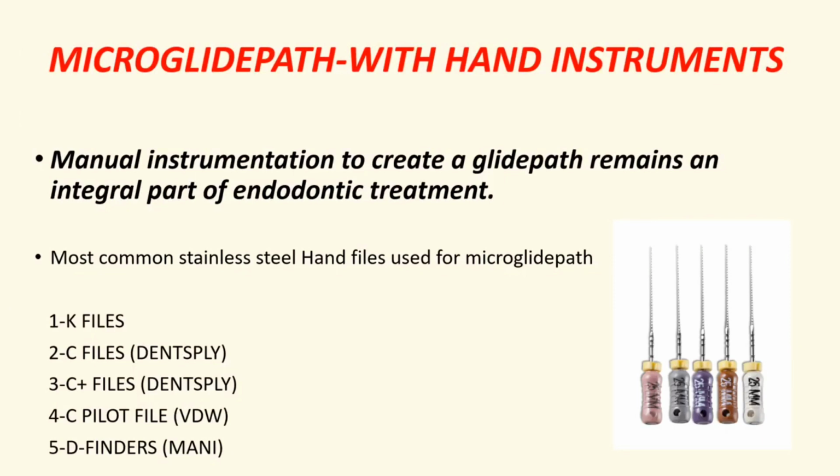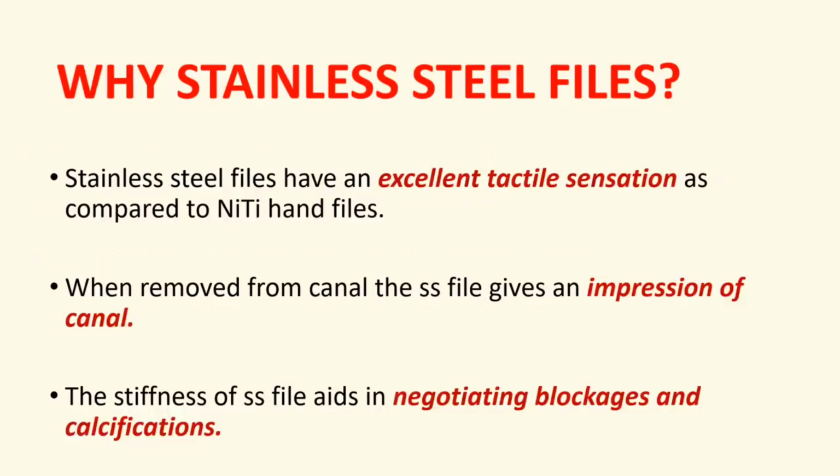Now first we will discuss about the micro glide path, which is done with the hand instruments. Manual instrumentation to create a glide path remains an integral part of endodontic treatment. These are the common stainless steel hand files used for the micro glide path: K file, C file, C plus file, C pilot file, and D finders.